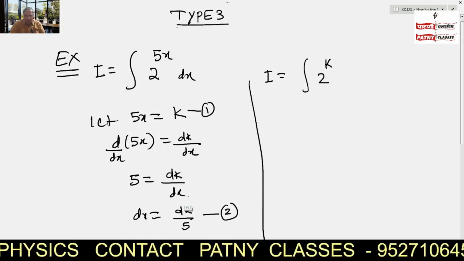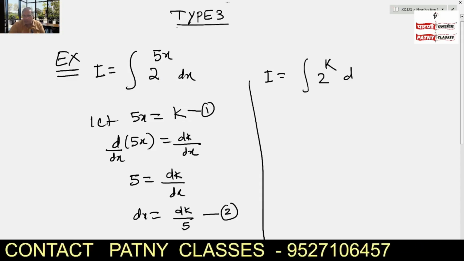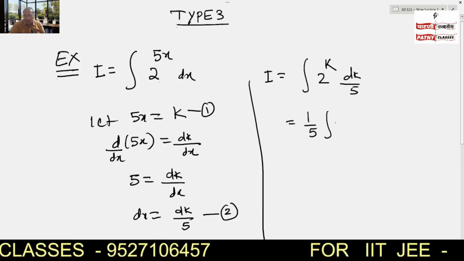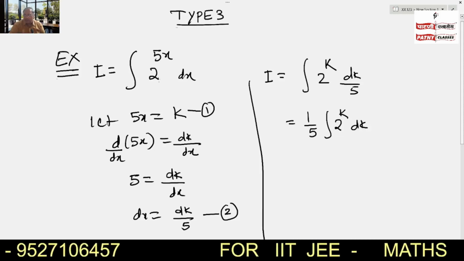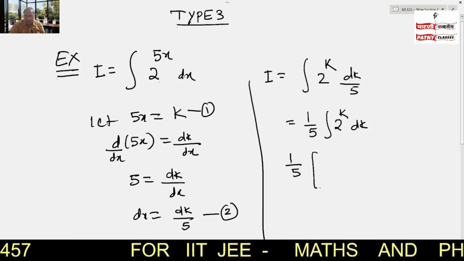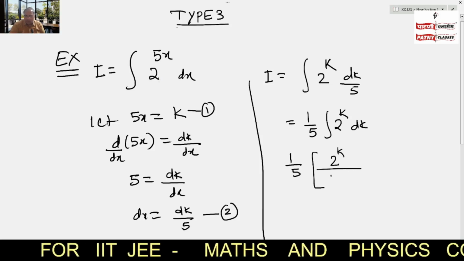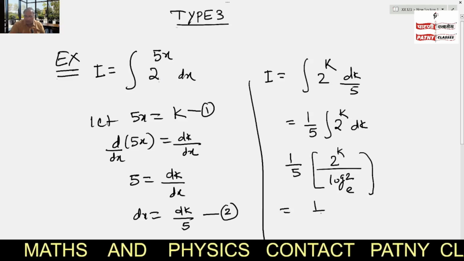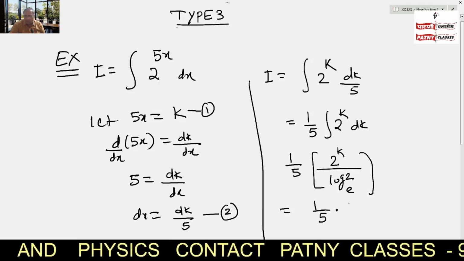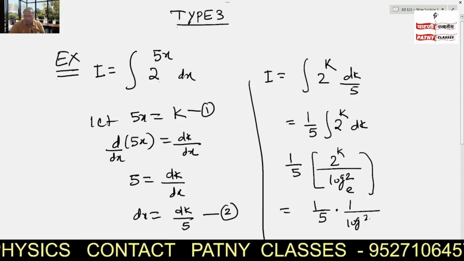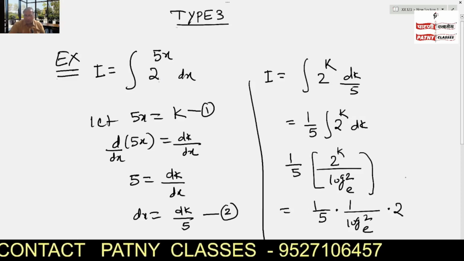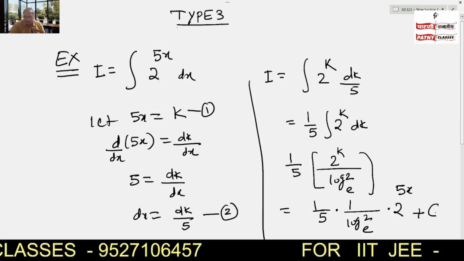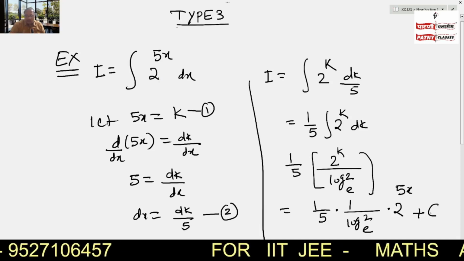So putting that value here, dk by 5, and we take 1 upon 5 common, and integration of 2 raised to k with respect to k is 2 raised to k upon log 2 to the base e. So it equals 1 upon 5 into 1 upon log 2 to the base e, and 2 raised to k. Back substitution: k is nothing but 5x, and at the end plus c. This is the answer of the given example.